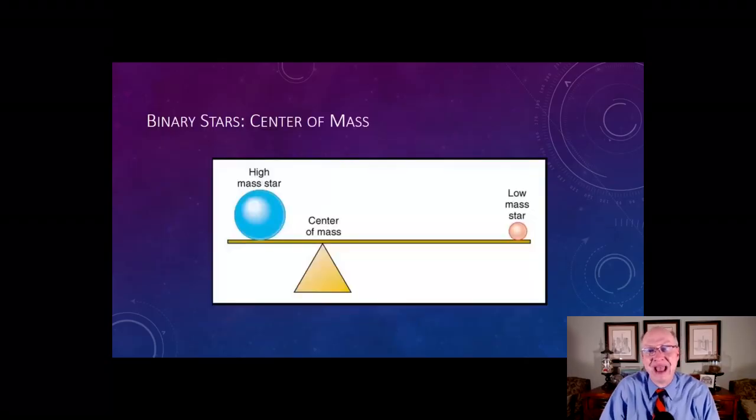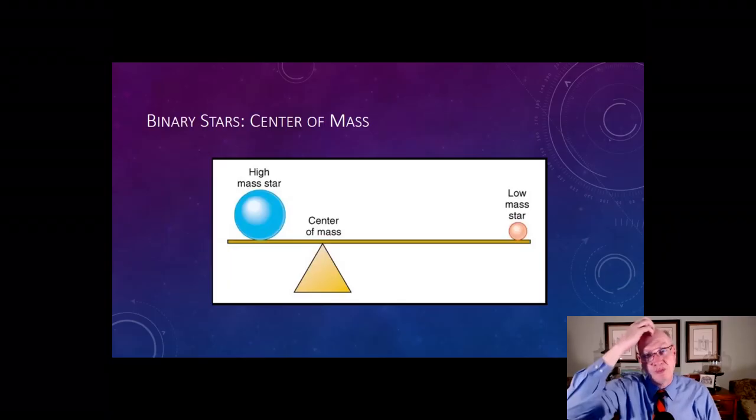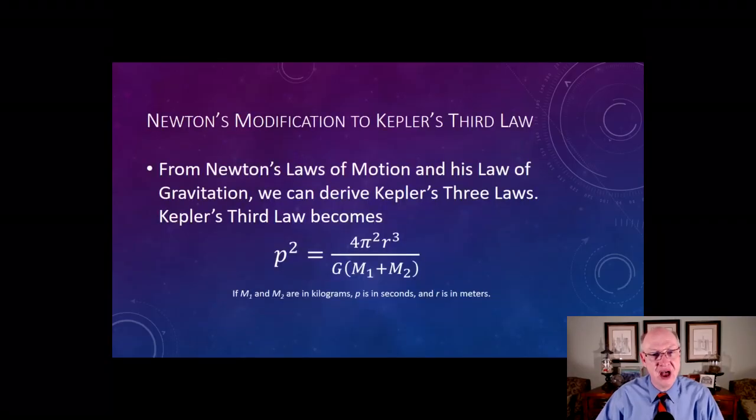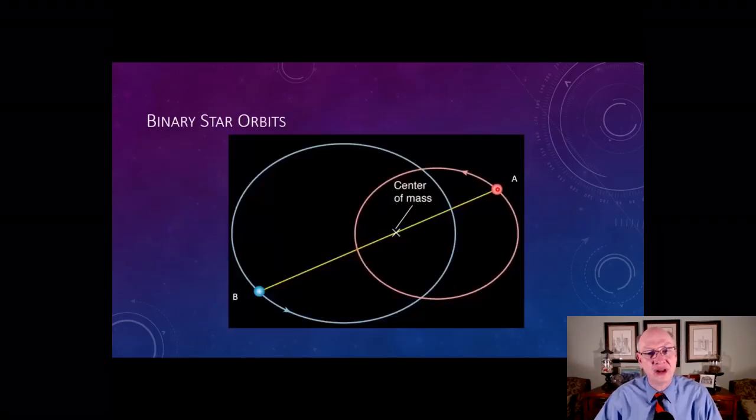So the center of mass in a stellar system, you just pretend that you've got a giant seesaw. You put one low mass star on the seesaw, the high mass star on the seesaw, and the center of mass is simply where the two of those would balance one another out. And the two stars are orbiting that center of mass. And so here's another example with a binary star system of two stars orbiting one another. They orbit the center of mass there. Nobody's sitting still.